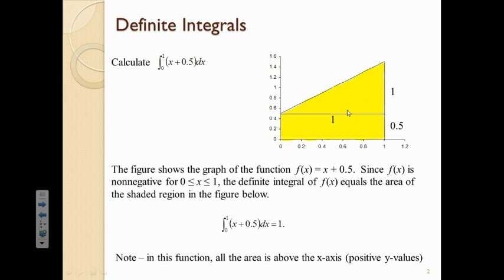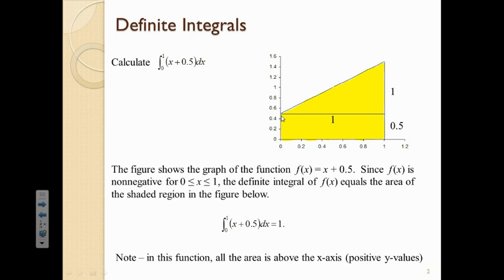Now, to find the area, there are different ways that we can do this. One of the ways with something simple like this would be to say we can break this area down into this rectangle and this triangle. So the area of this rectangle is going to be the height, which is 0.5, times the width of 1. 0.5 times 1 is, of course, 0.5, 1/2.